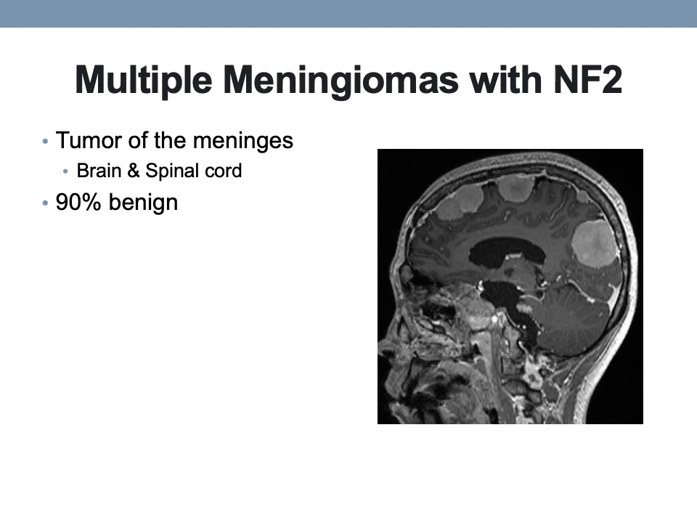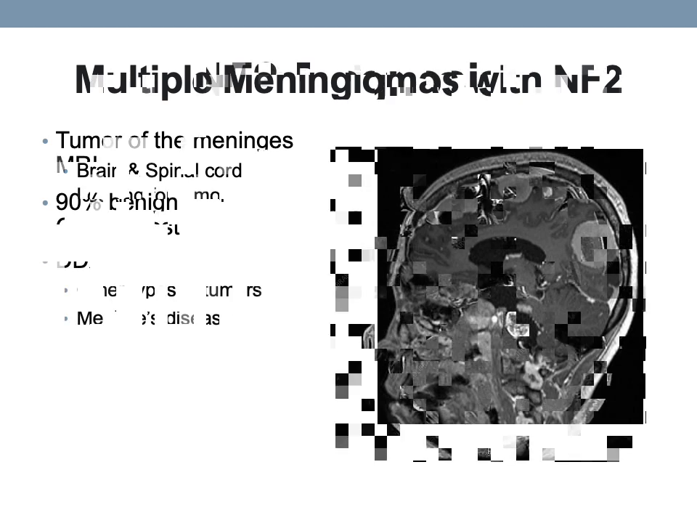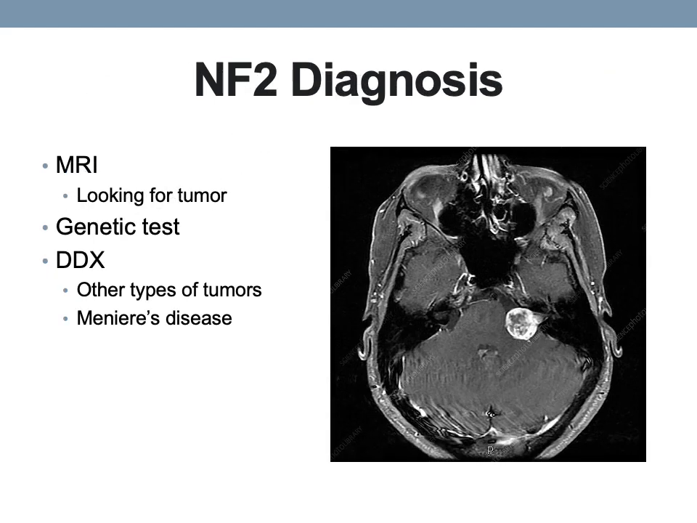Multiple meningiomas associated with NF2 are typically tumors of the meninges, brain, and spinal cord. About 90% of these are benign, but 10% could become cancerous. The way to diagnose NF2 is through an MRI looking for the tumor of cranial nerve 8. You can also do a genetic test. One of the differential diagnoses is anything else that could cause a tumor in that area, and Meniere's disease, which we are going to talk about next.